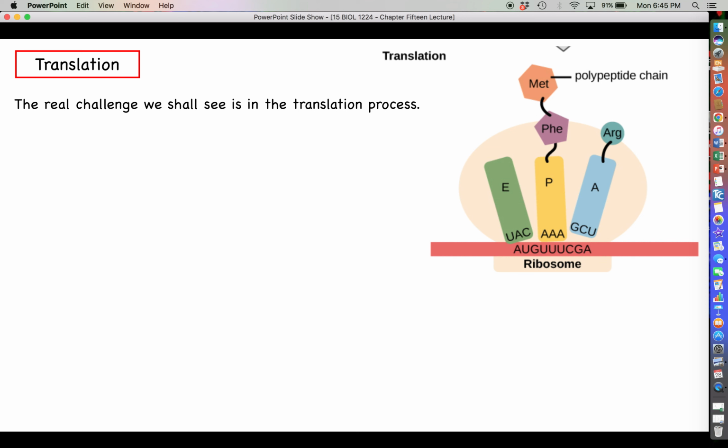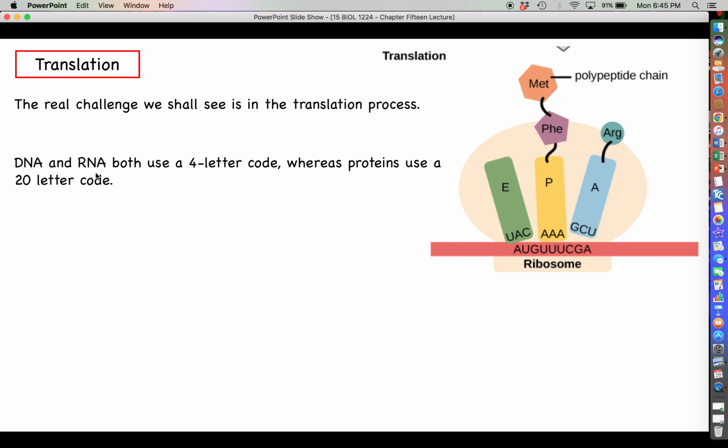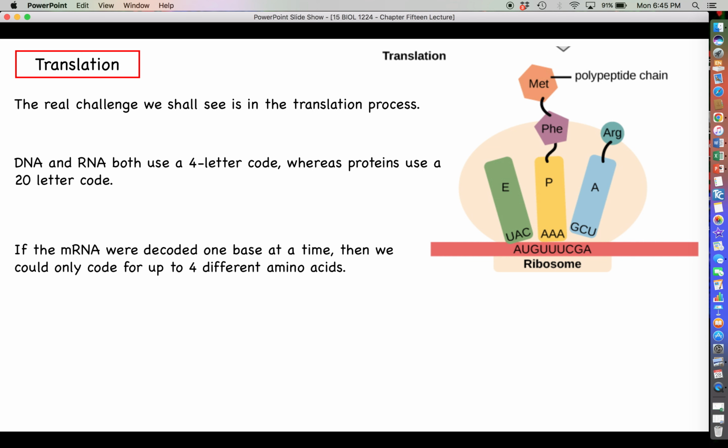Okay, and now just a very quick overview of the translation process, and again, we'll delve into this in more detail later. We've seen before, and we've talked about this in some of the previous seminal experiments in molecular biology back in the 1800s. But one of the challenges is that DNA and RNA, yeah, they both use a 4-letter code. Proteins use a 20-letter code, though. You'll recall that proteins are made out of 20 different types of amino acids.